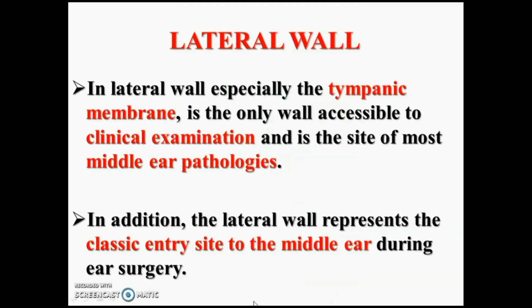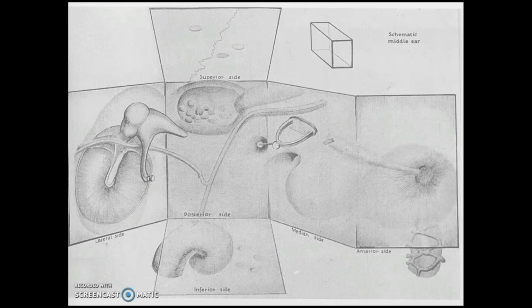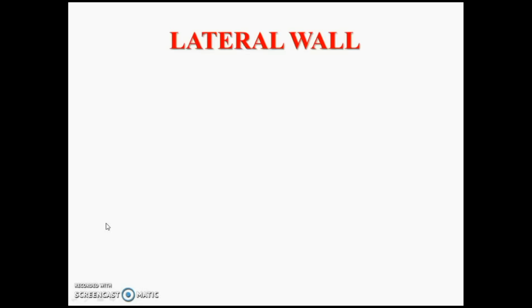So in the lateral wall, the tympanic membrane is the only part of the middle ear accessible to clinical examination, and is the site of most middle ear pathologies. It also represents the classical entry site to the middle ear during ear surgery. You can see, laterally, you are seeing the right middle ear from the anterior view. Laterally you are seeing the tympanic membrane with the malleus and incus.